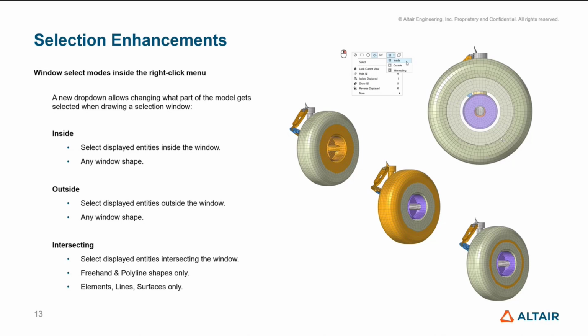So continuing with the selection stuff, we also introduced the selection modes for the window select. This was actually introduced in 22.2, so it's worth mentioning here. I'll do a very quick demo of this, but now basically we have a menu button inside the right-click menu where you can choose if your window selection operates inside, selects stuff outside of it, and for some modes, the intersecting, which is something we had before as well.